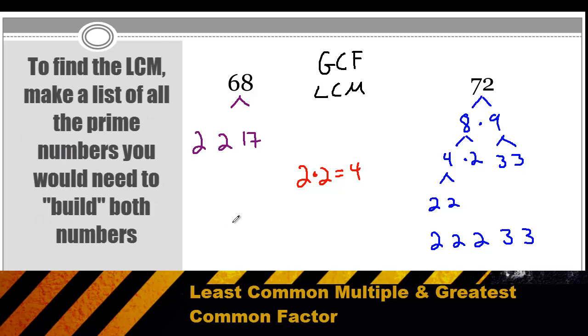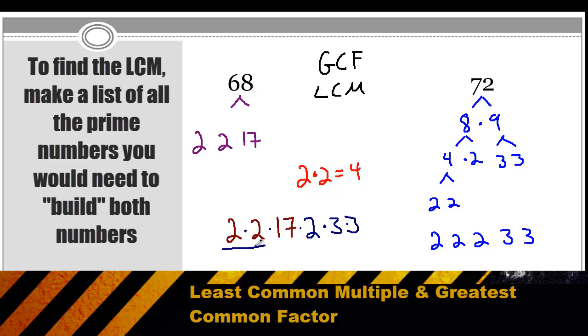So to build 68, I would need a 2 and a 2 and a 17. To build 72, I need 3 2s, but since I already have 2 2s from 68, I only need one more 2. And then I need 2 3s, and I didn't get any 3s from 68, so I have to add them to my list. And that looks like a pretty big, scary number, and I'd have to have a calculator to figure it out.